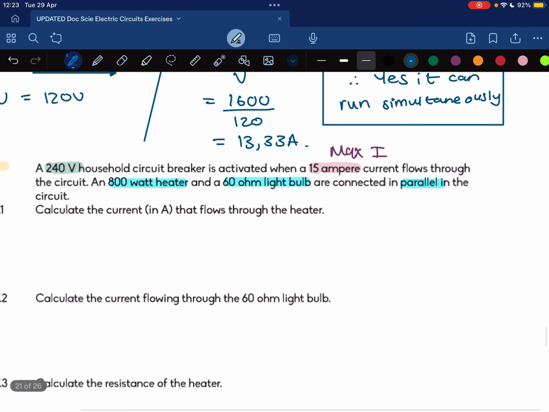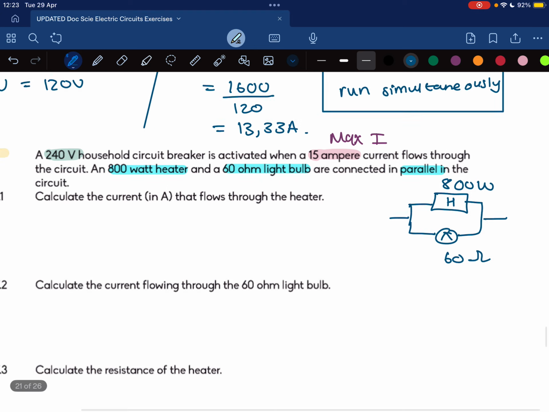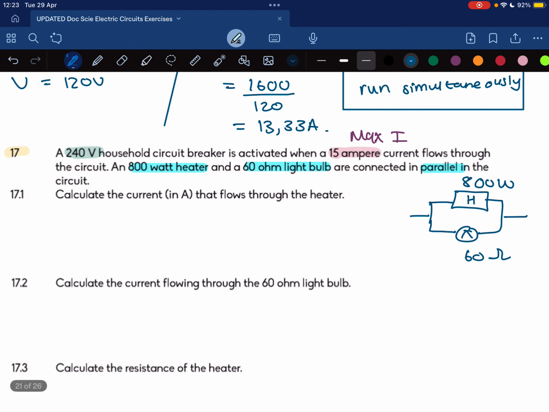Okay, so because we're not really given anything, I would recommend that you maybe just draw your heater and your light bulb so that it's a bit easier for you to visualize. You don't necessarily have to, I just find that it's a lot easier to visualize something if you have a diagram. So it says calculate the current in amps that flows through the heater. So the heater has a power of 800 watts.